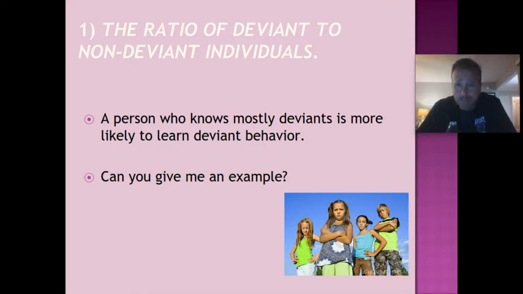Okay. If 75% of the people that you're surrounded by are considered criminals, and you have someone who spends their whole life not around a criminal, it's pretty obvious who's more likely. Does it mean that they are? No, because at the end of the day, we have free will and we make some of our own decisions. But the likelihood is a heck of a lot higher for the individual who's around more deviant behavior.